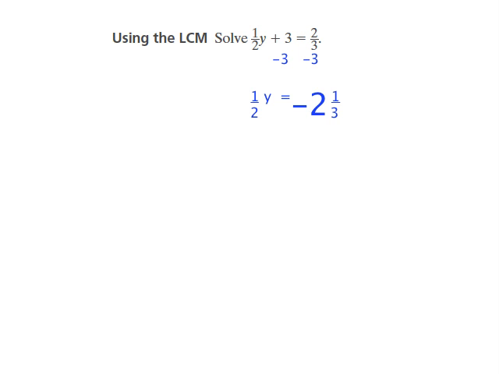Now we have to deal with the 1/2 in front of the y. When you have a fraction in front of a variable, it's best just to multiply by the reciprocal. So we're going to multiply both sides by 2/1. So on the left-hand side, we have 2/1 times 1/2 y. And on the right-hand side, we have negative 2 1/3 times 2, or 2/1. On the left-hand side, the 2/1 and 1/2 cancel each other out, and you're left with y. On the right-hand side, negative 2 1/3 times 2/1 equals negative 4 2/3. Pause the video if you need more time to copy down this example.